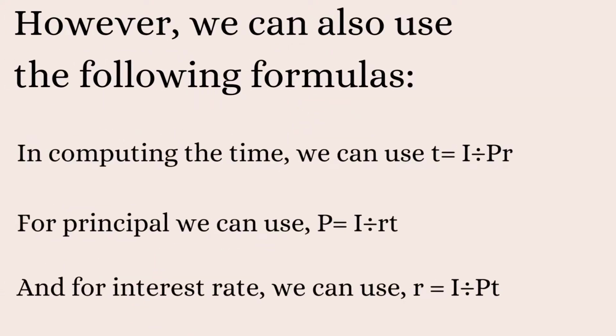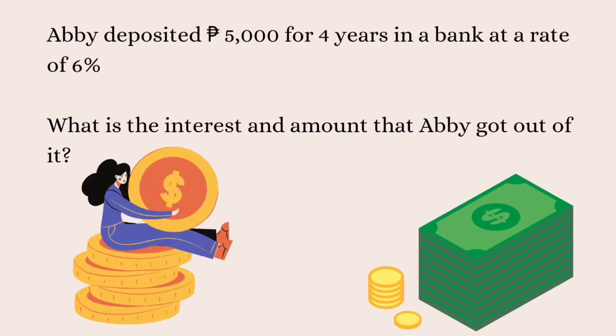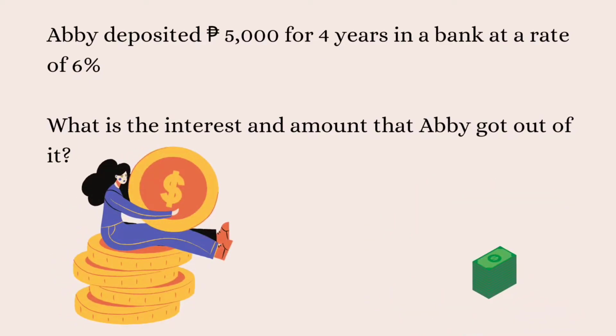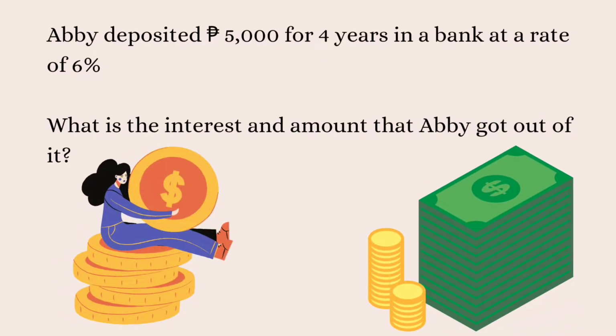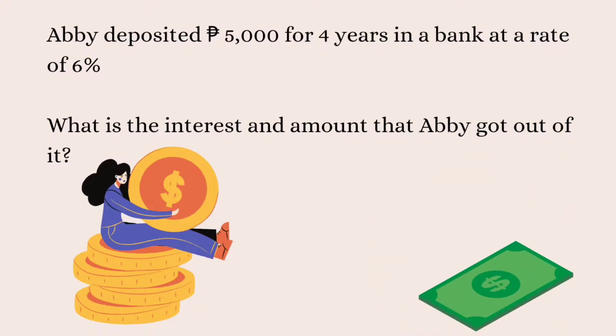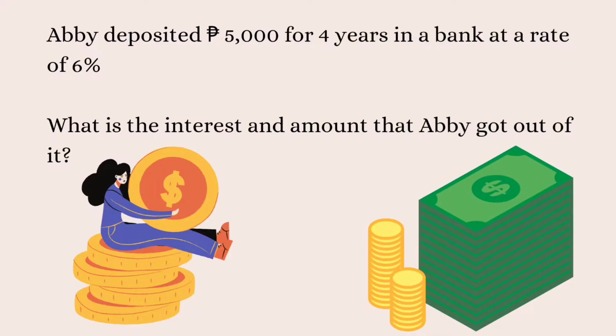However, we can also use the following formulas in computing the time, for principal, and for interest rate. As an example, Abby deposited 5,000 for 4 years in a bank at a rate of 6%. What is the interest and amount that Abby got out of it?